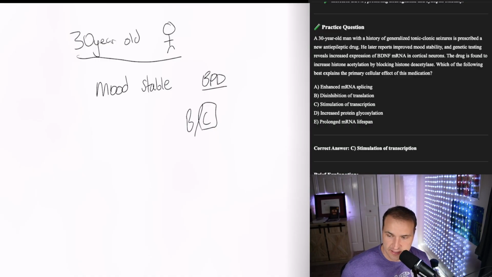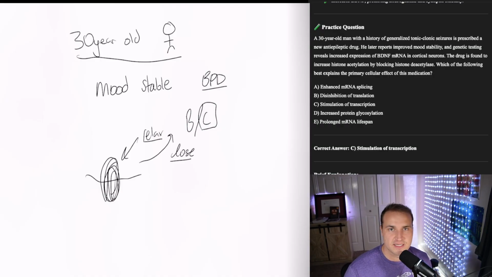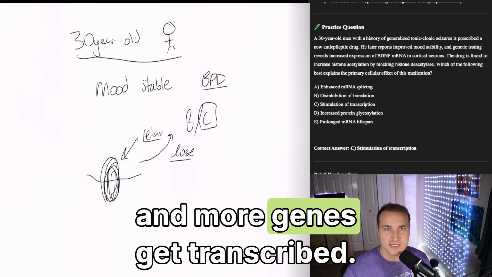Because histone acetylation, you have your chromatin in your DNA. Acetylation relaxes that chromatin structure. And that allows the transcription factors to bind more effectively. So valproate and other HDAC inhibitors enhance gene expression. They do this by inhibiting histone deacetylase. Deacetylation is when you tighten it. And valproic acid blocks histone deacetylase. So that means the acetyl groups stay on and DNA is more open, and more genes get transcribed.